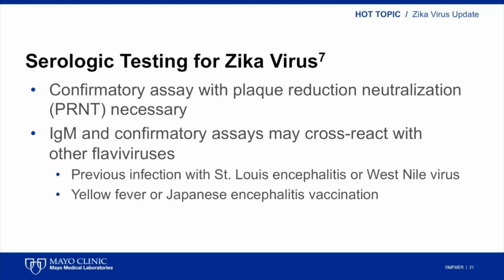It should be noted that with current assays, cross-reactivity with other flaviviruses leading to false positive results is an issue. Not only does this apply to previous infections with viruses such as St. Louis encephalitis or West Nile virus, but Zika serologic false positives could also occur in individuals who have received vaccinations for other flaviviruses such as yellow fever or Japanese encephalitis. Therefore, the plaque reduction neutralization test, or PRNT test, measures Zika virus-specific neutralizing antibody titers and should be performed to rule out false positive ELISA results due to other flaviviruses.